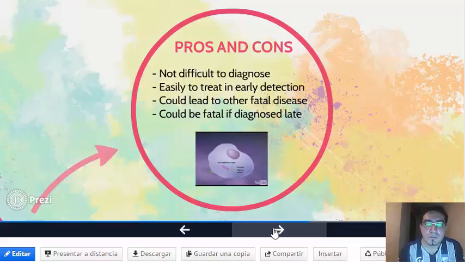Pros and cons. Not difficult to diagnose, early detection is possible, could lead to other fatal disease, could be fatal.